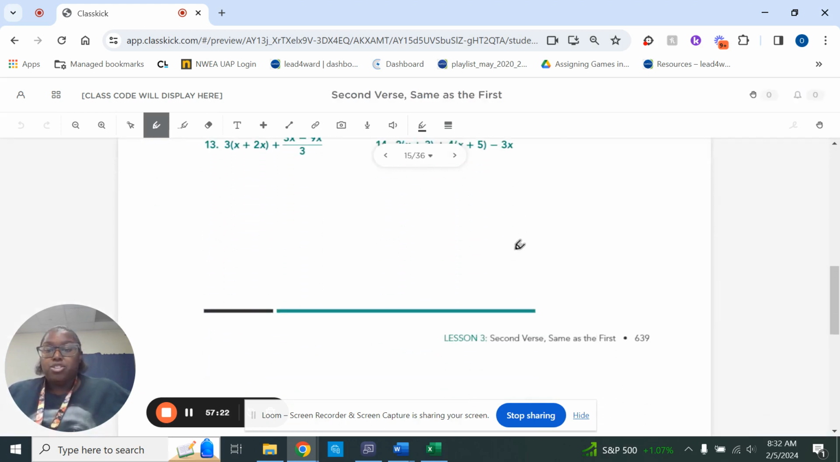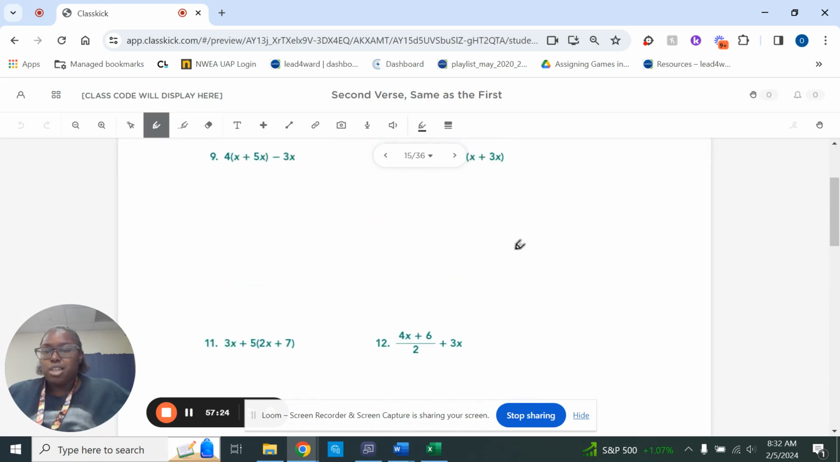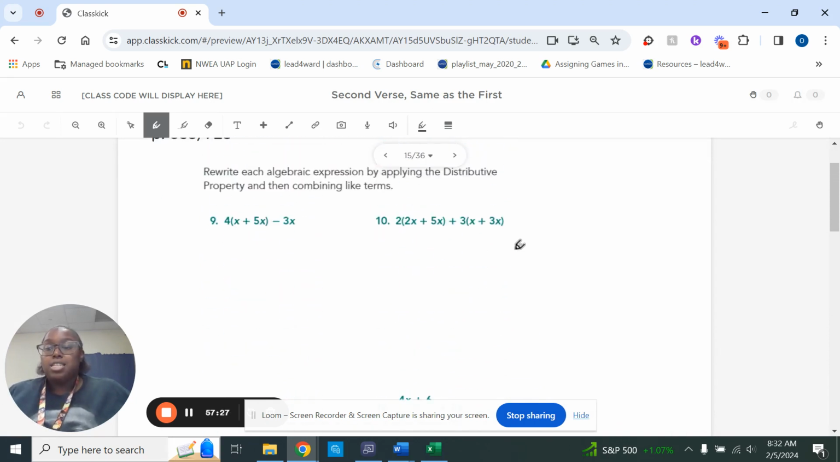Same thing with this page. This is just extra problems to solve. As you can see, they can get quite long. And this is the introduction to algebra, so they will be getting longer.